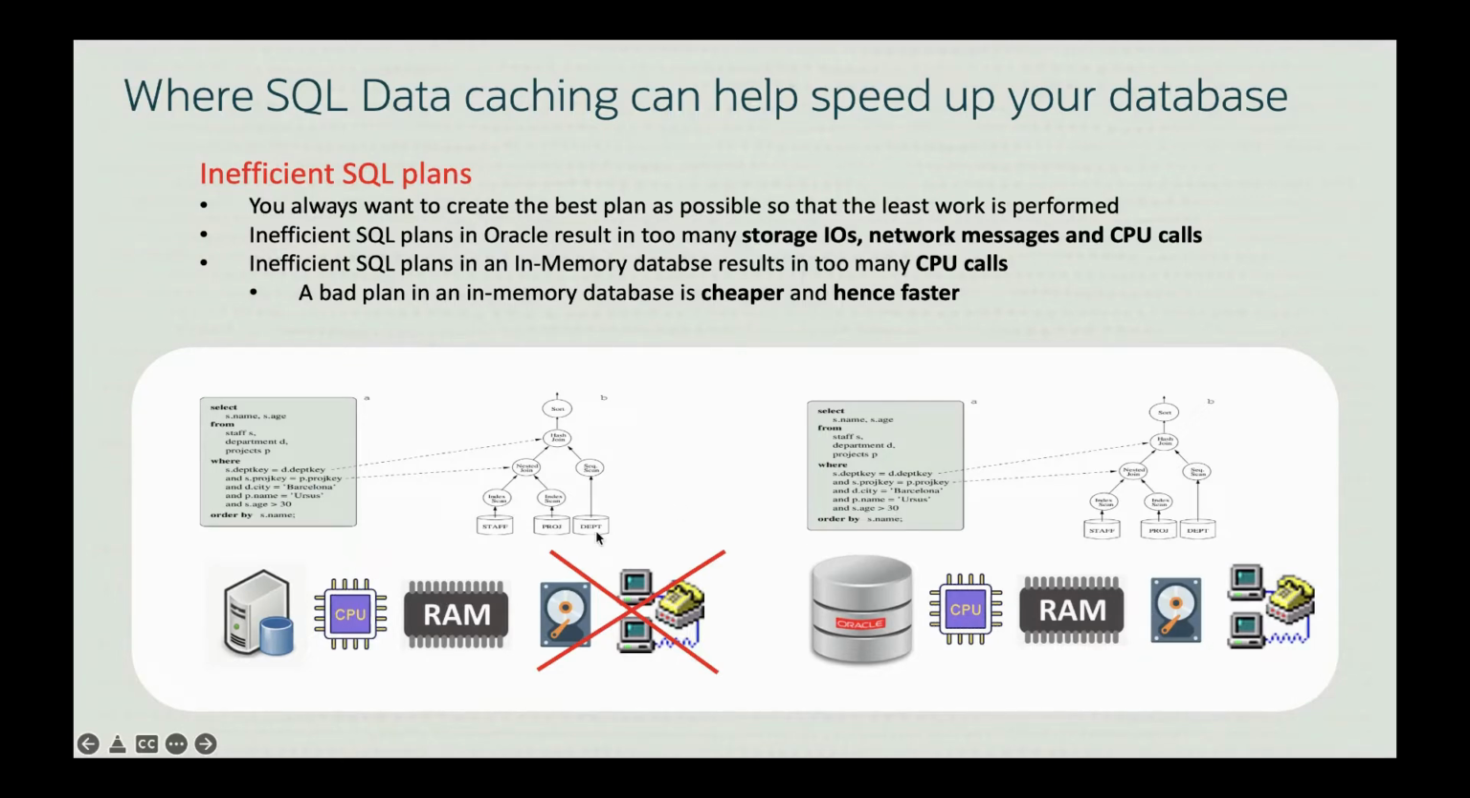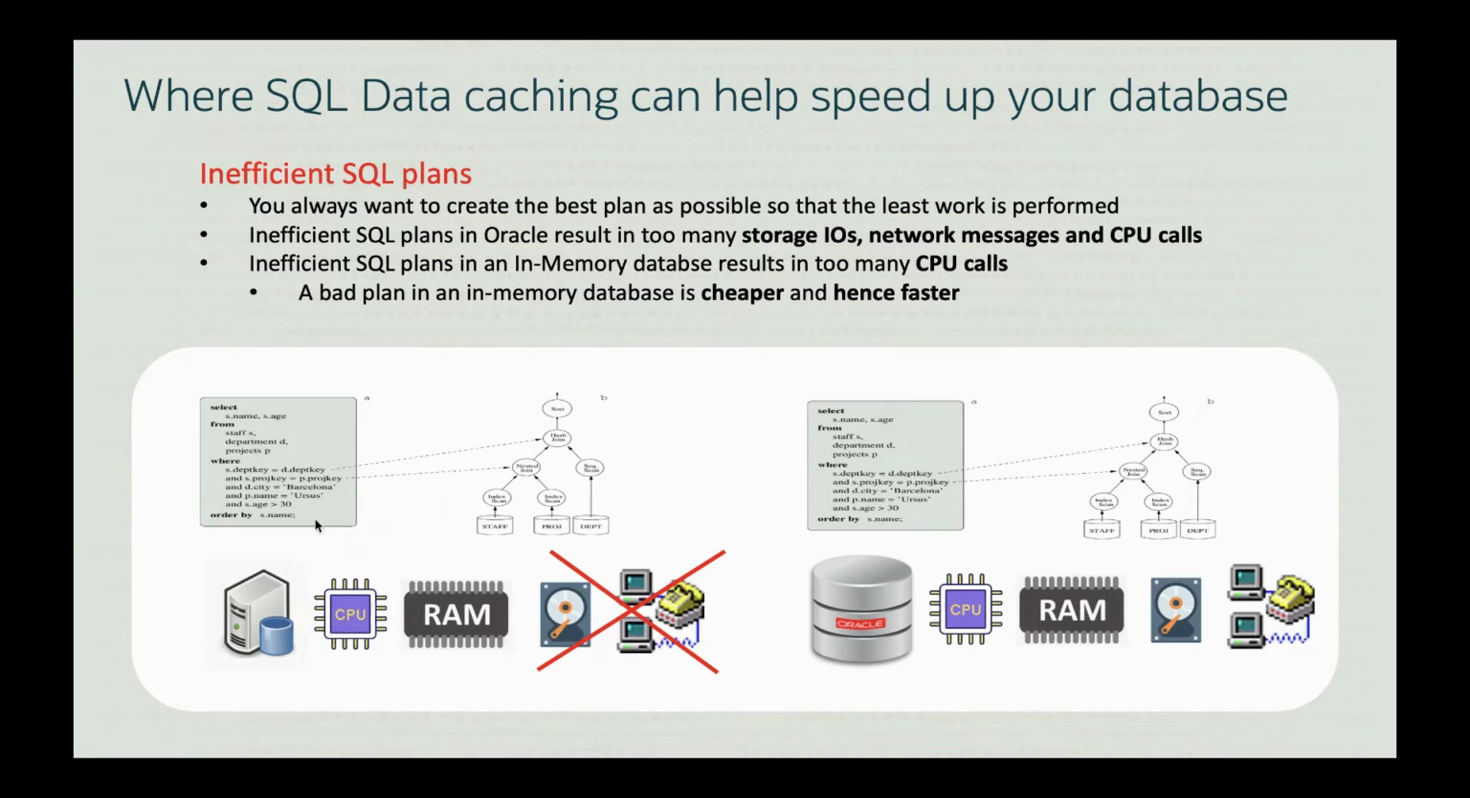Now, when we're using an in-memory database, let's look at the worst case. Imagine you also have a bad or inefficient SQL plan in your in-memory database. The worst case is you do more CPU calls and hit RAM more often, because in an in-memory database, you're not accessing the disk, you're not waiting for the disk, you're not waiting for the network. So even an inefficient SQL plan in an in-memory database can be quite fast.